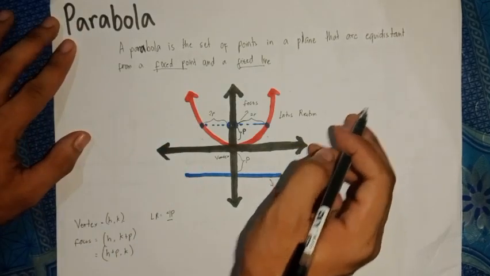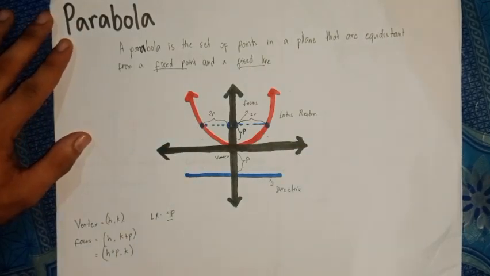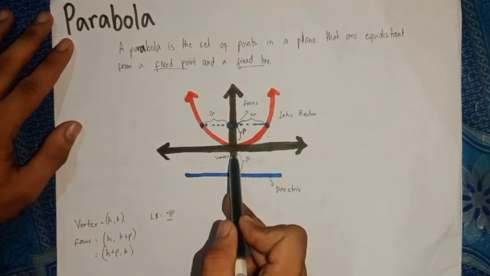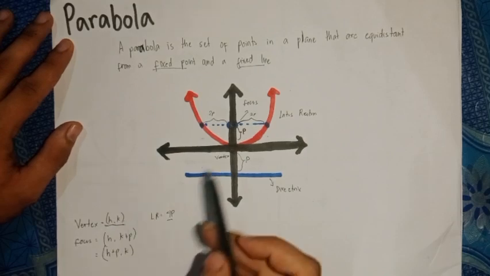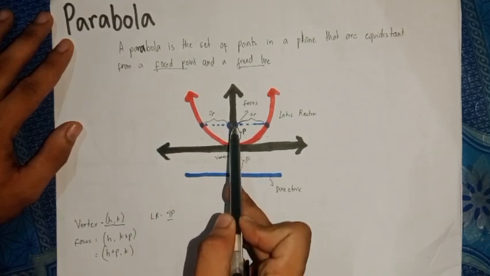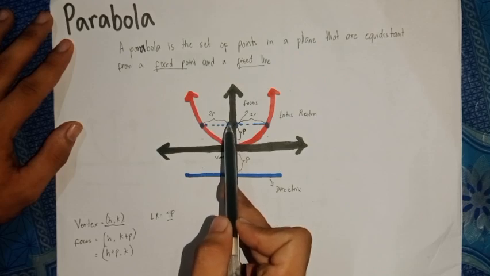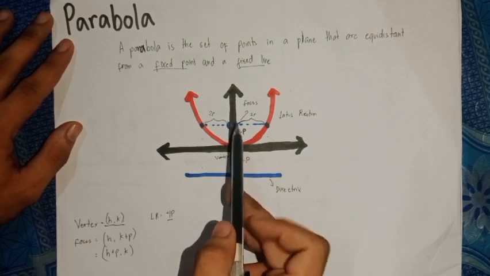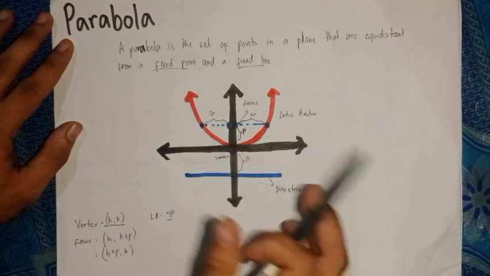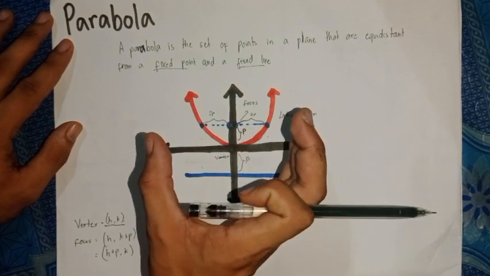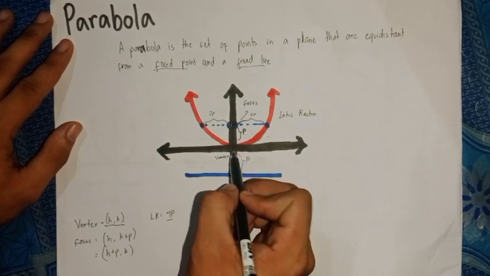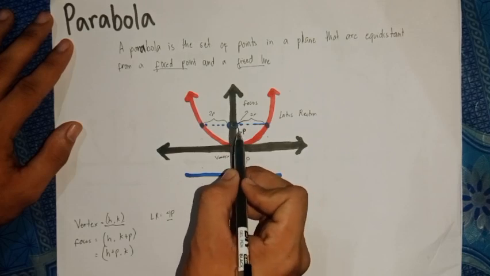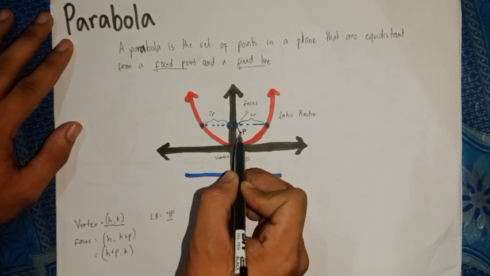Now, let's go to the parts of the parabola. First, we have the vertex. The vertex is the origin or the center, denoted as (h, k). Next, we have the focus. We can always see the focus where the curve opens. This is the focus, and the distance from the vertex to the focus is denoted as p.